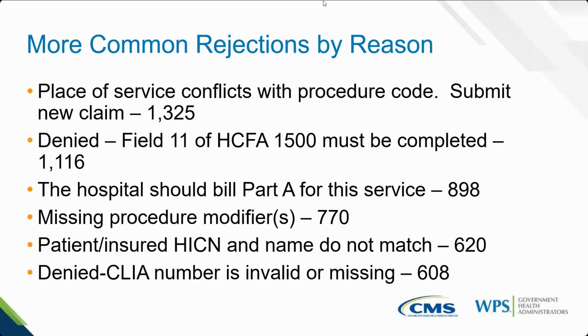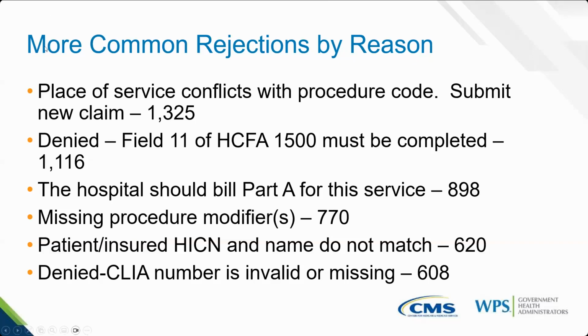The next one is denied. The CLIA number is invalid or missing. And CLIA is Clinical Laboratory Improvements Act, and it is a law that requires certification when lab work is being rendered. And when the lab work is a certified lab that's being rendered, you need to place the certificate or the certification number on the claim form. So this is going to happen when you're billing for those lab services on a claim. If it is one that requires the CLIA number, you need to make certain it's on the claim form, and you need to make certain that it's being entered correctly.